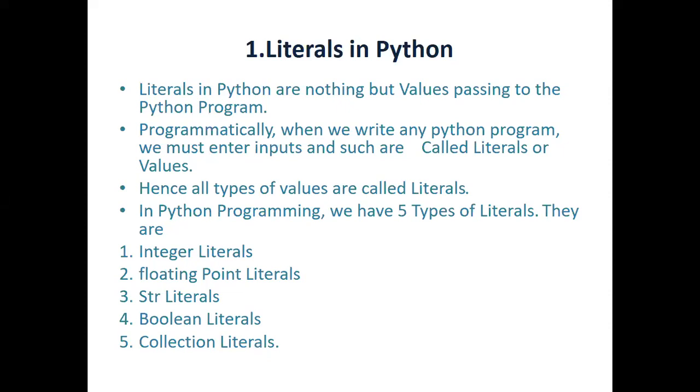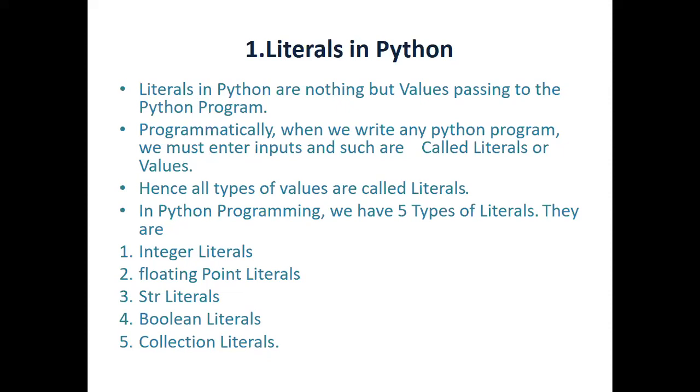Clear? So all types of values are called literals. Whenever we make any input, that will be known as literals. In a Python program, we have 5 types of literals. They are integer literal, floating point literal, string literal, Boolean, and collection literal.